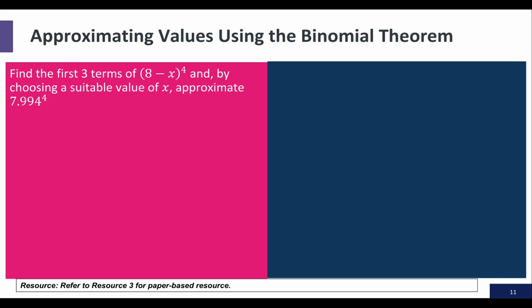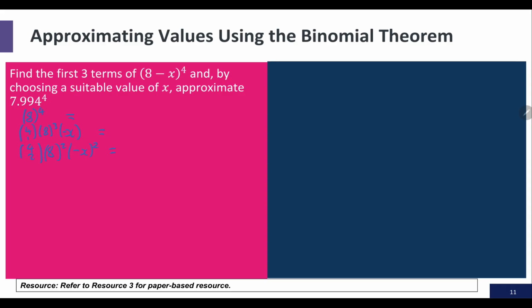Now, first of all, I'm going to do what the question asked me to do first, which is to expand 8 minus x to the power of 4. So first of all, that's going to be 8 to the power of 4, whatever that is. Next, we're going to have 4 choose 1, 8 cubed, introduce a minus x value. And then 4 choose 2, 8 squared, minus x squared.